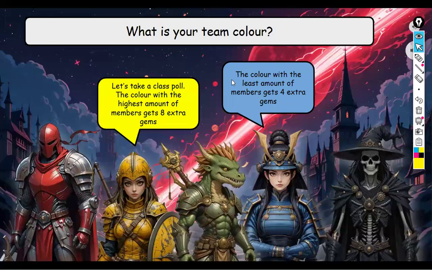All right, so let's take the poll. It is team colors. Begin to vote, guys. Let's see what you choose for your team color, obviously. Let's hope your team is either the most popular or the least popular. Take 10 seconds again, right? Get your votes in, get your votes in.